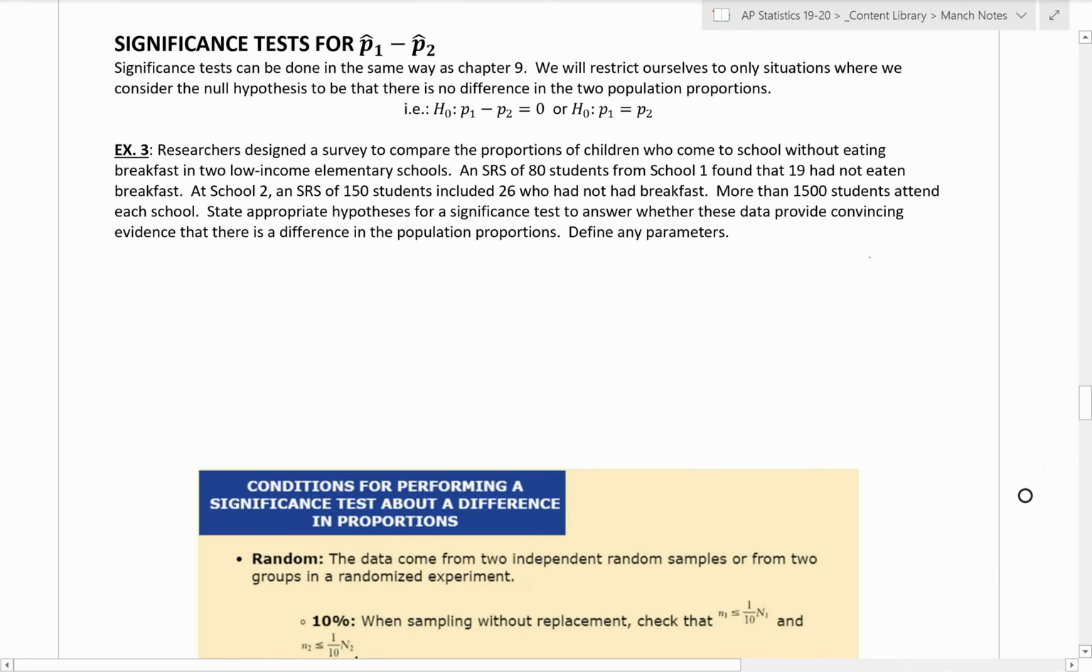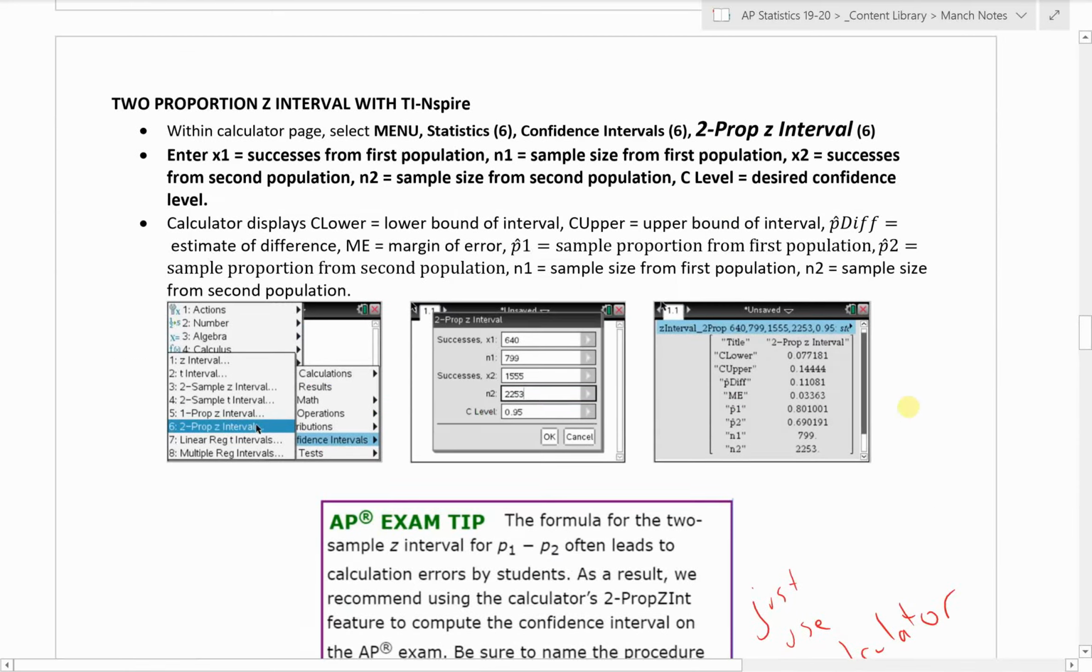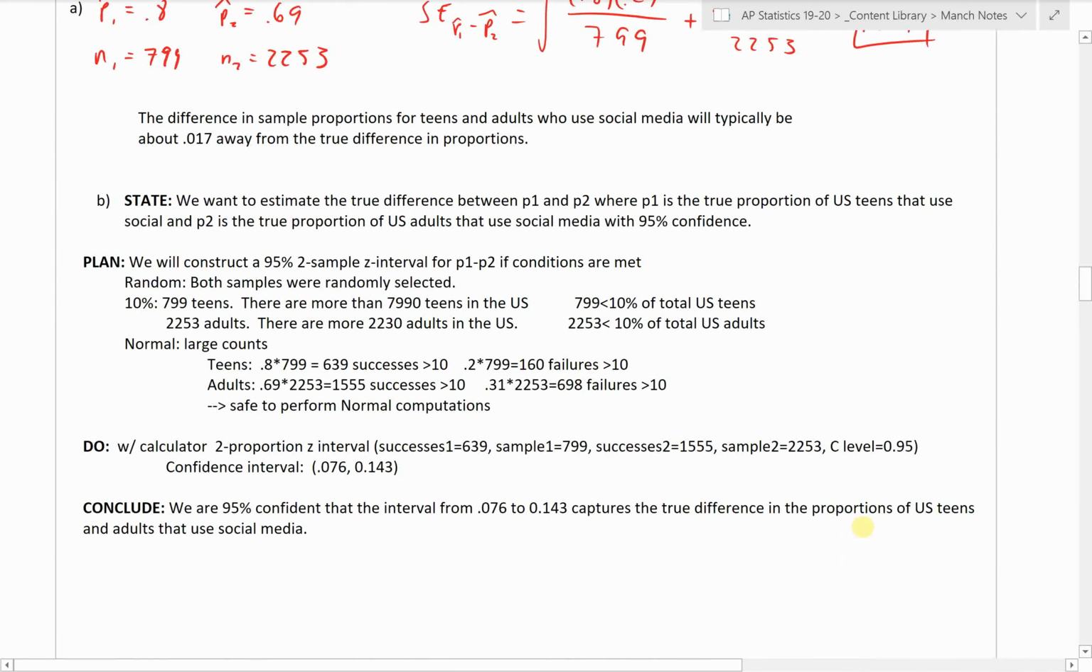All right, in the first half of this section, we talked about how to construct confidence intervals for a difference in two proportions. In the last example we did, we estimated that the true difference in the proportion of U.S. teens versus adults who use social media is between 0.076 and 0.143. In other words, the difference in the percentage of U.S. teens from U.S. adults that use social media is somewhere between 8 to 14%, roughly.